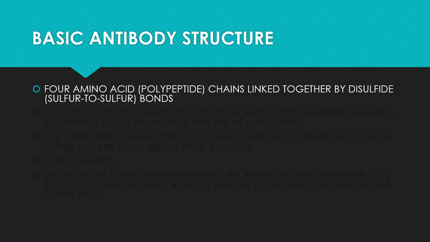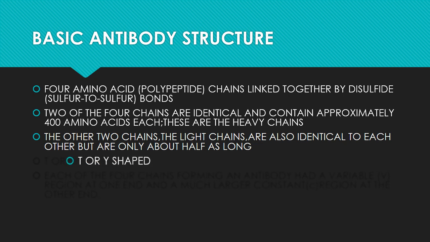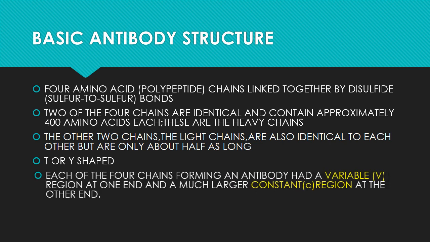The basic antibody structure has four amino acid polypeptide chains linked together by disulfide, sulfur to sulfur, bonds. Two of the four chains are identical and contain approximately 400 amino acids each. These are the heavy chains. The other two chains, the light chains, are also identical to each other but are only about half as long. So they are shaped like a T or Y.